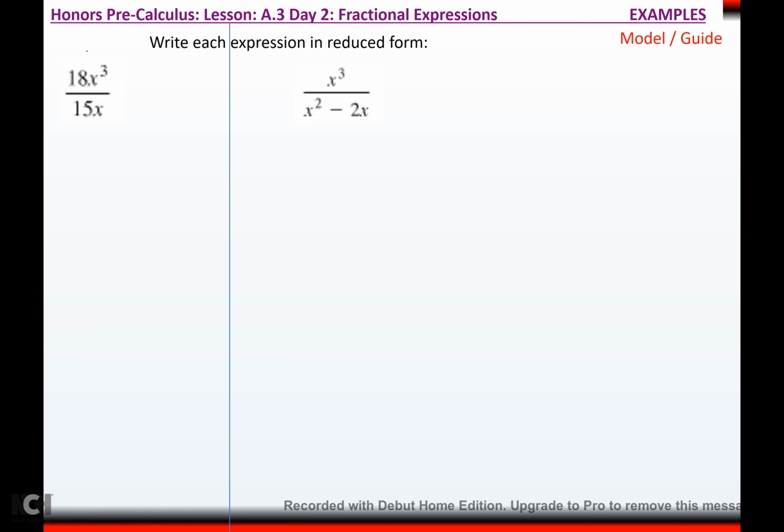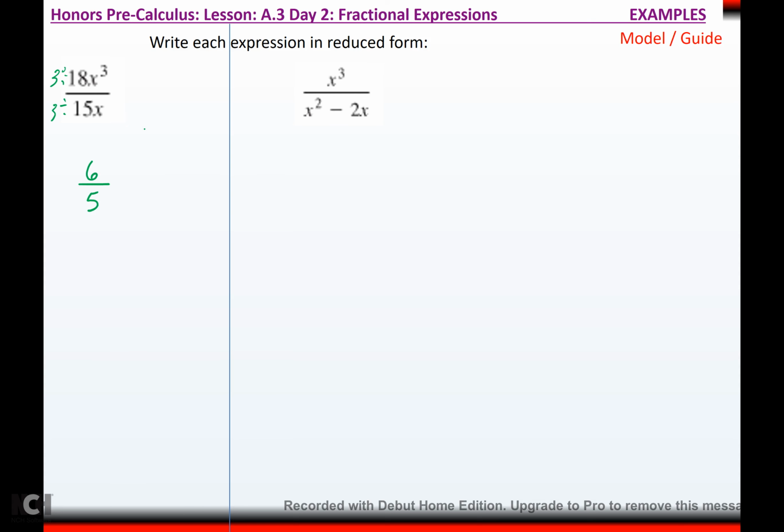When they're monomials, a monomial over a monomial, you just do the numbers and the letters separately. 15 doesn't go into 18 evenly, but I can reduce it by 3. 3 goes into 18 6 times. 3 goes into 15 5 times.